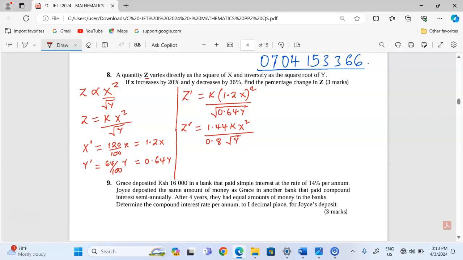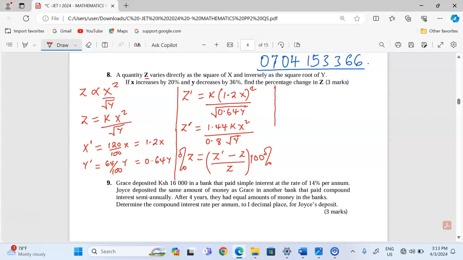We should know that the percentage change in z is going to be, when we take the new z, we subtract the original z out of the original z, expressed as a percentage. This is what will give us the percentage change in z.